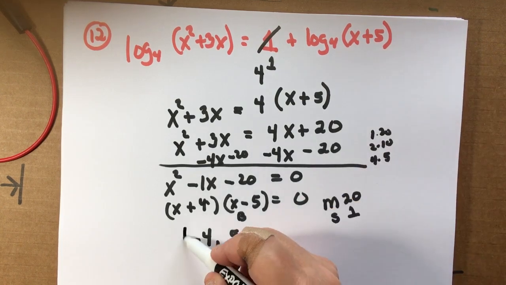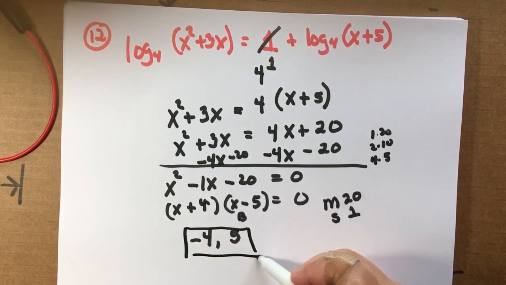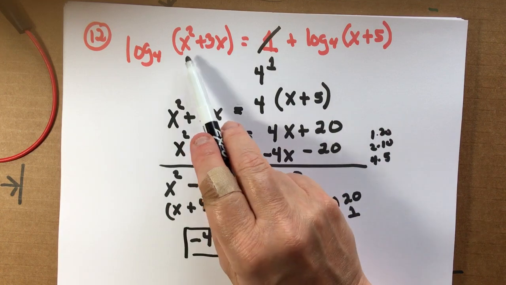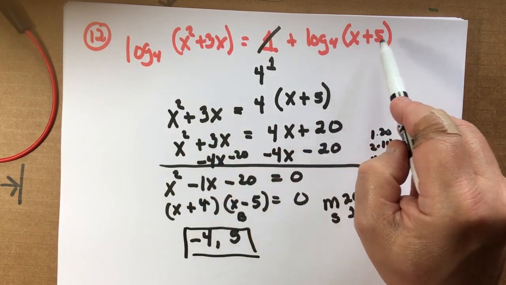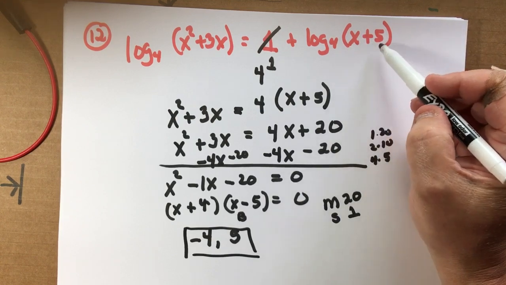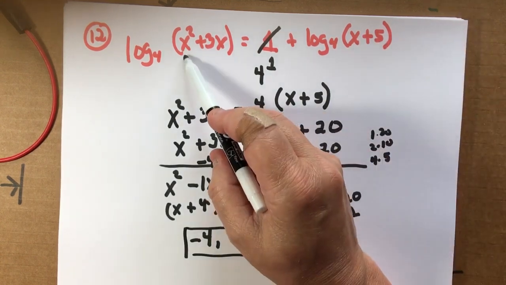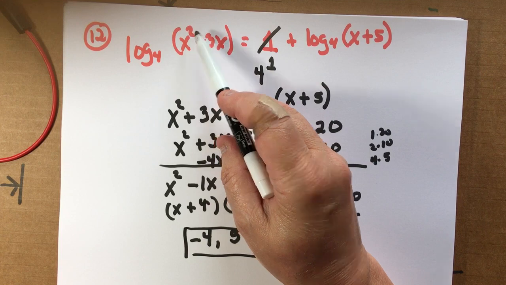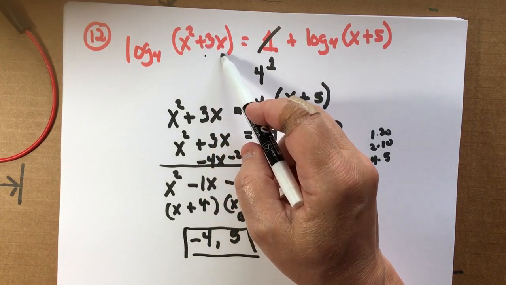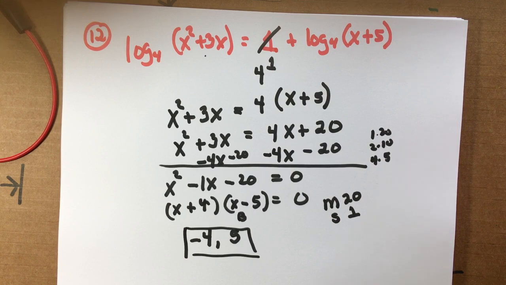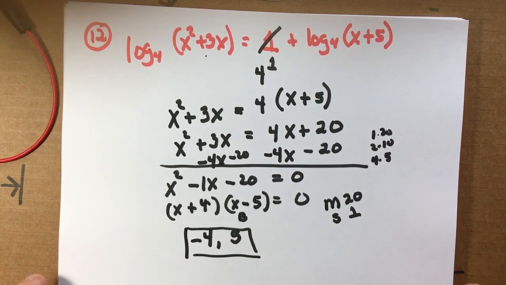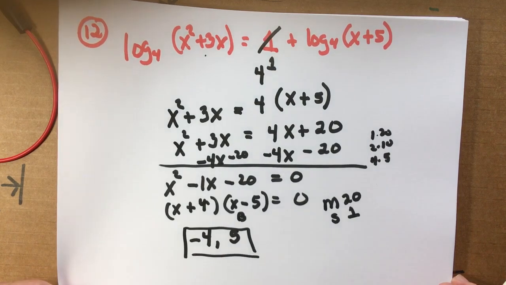Okay? Both of them work in this case. Because if you plug in the negative 4, the number after the word log is not negative. Negative 4 plus 5 is 1. Negative 4 squared, 16, plus 3 times negative 4, neither one is 1. So in this case, both of the answers work. Be careful. Okay. All right, let's look at another.